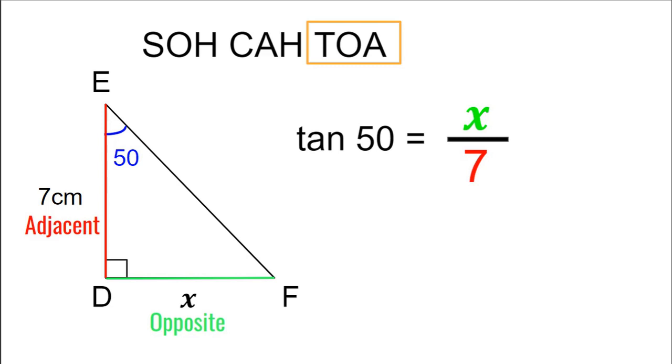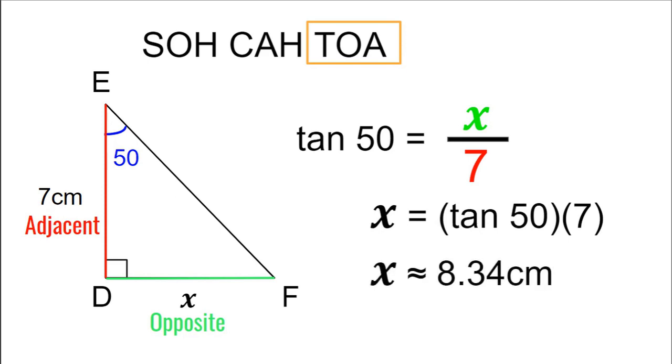Now we multiply both sides by 7, and we have x. X equals tan 50 times 7. Now on your calculator, just do tan 50 and multiply it by 7. And this should give you approximately 8.34 centimeters.